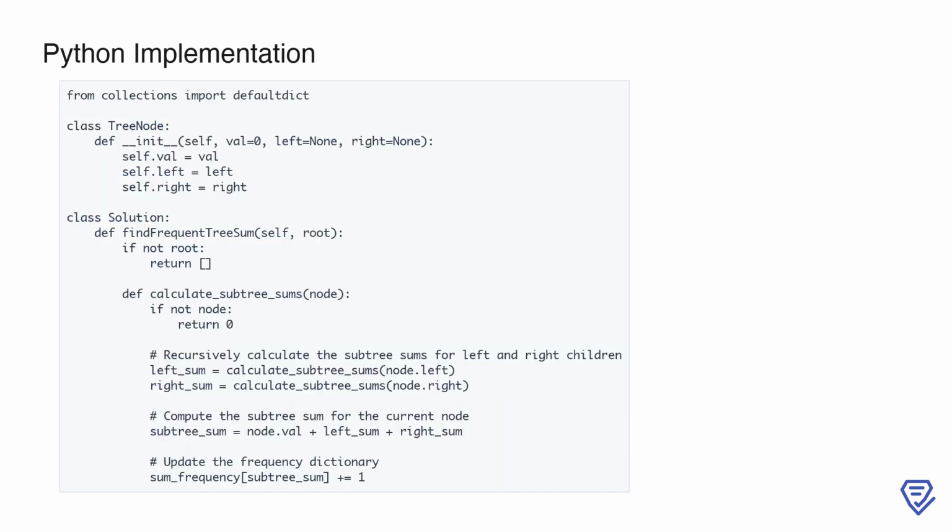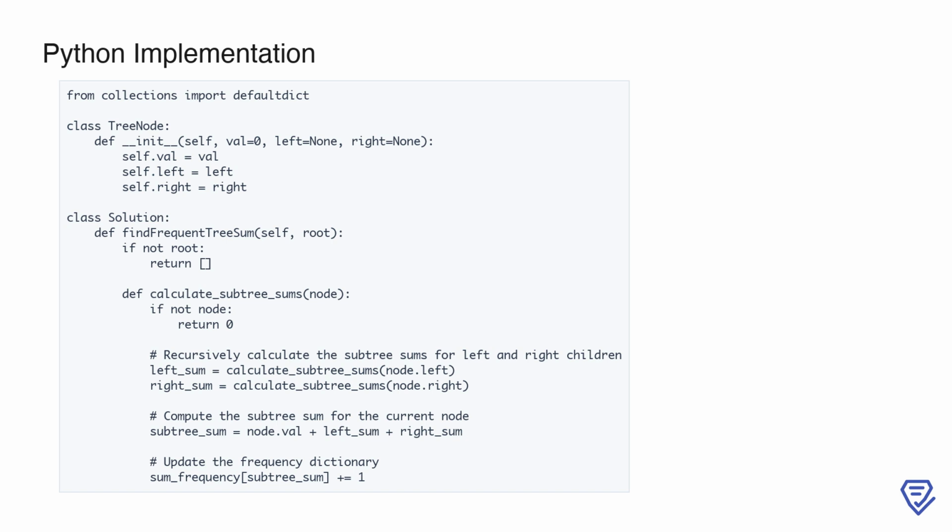Here, we start by importing the defaultdict from Python's collections module, which will help us efficiently track the frequency of subtree sums. Then, we define the TreeNode class to represent the structure of a binary tree node. Each node contains a value and optional left and right children. Next, we introduce the Solution class, which contains the method findFrequentTreeSum to solve the problem. Inside this method, the first thing we do is handle the edge case where the root is None, returning an empty list since there are no subtree sums.